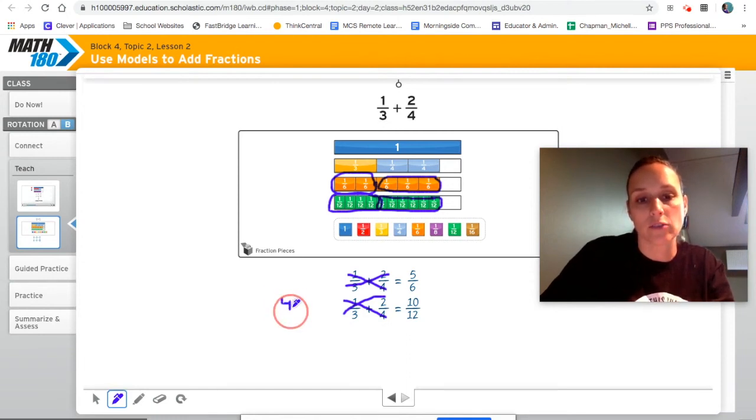to equal 10/12. So 4/12 is what 1/3 was equivalent to, and 6/12 is what 2/4 was equivalent to, which allowed us to then add these together because they had a common denominator right there. There's that common denominator of 12. And then I simplified my 10/12 to 5/6.